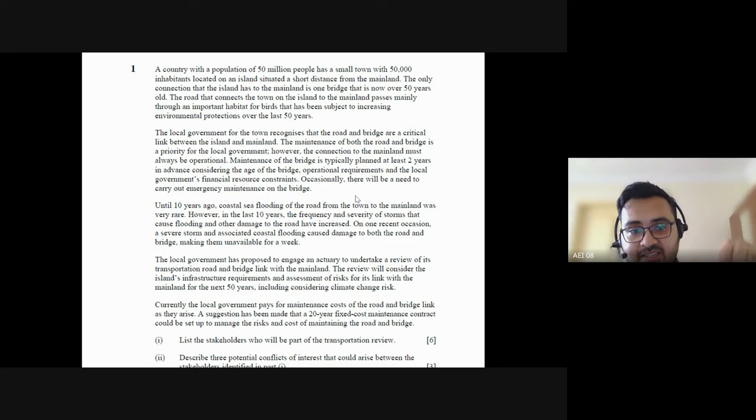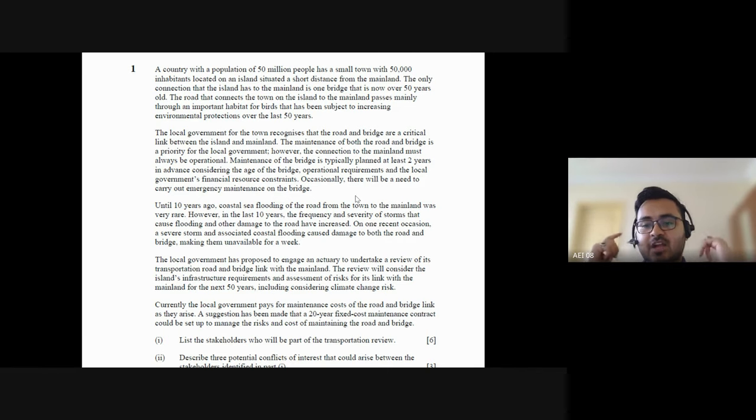The review will consider the island's infrastructure requirements and assessment of risk for its link with the mainland over the next 50 years. Again, let's read it back because I'm not sure if I comprehended everything correctly. The review will consider the island's infrastructure requirements and assessment of risk for its link with the mainland for the next 50 years. So for the next 50 years, what will be the infrastructure requirement for this island, and what are the different risks associated with it?